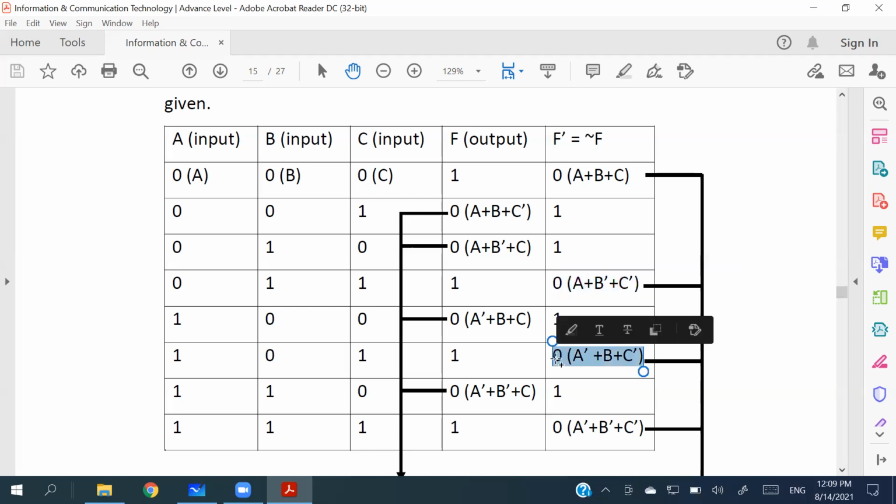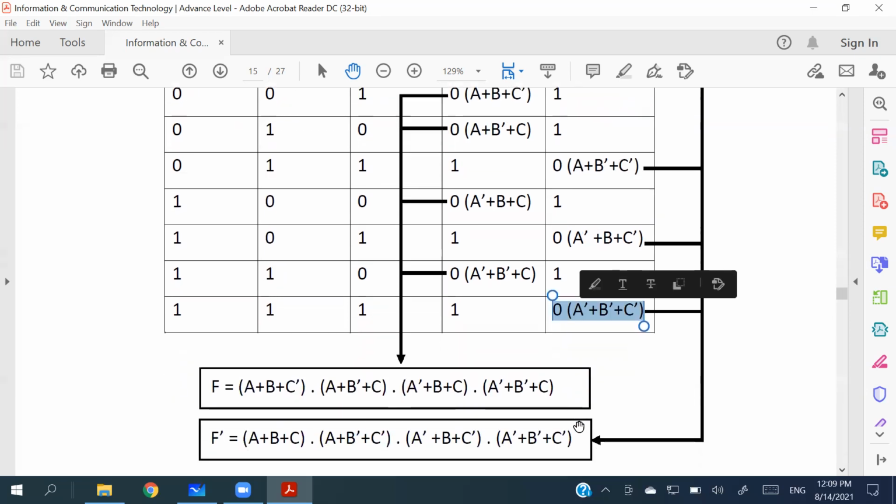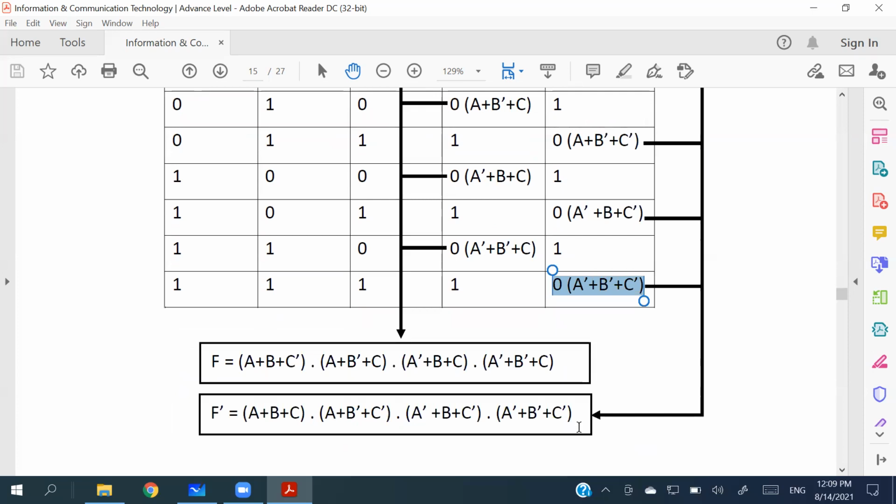And the next zero is this. The combination is 1, 0, 1. So that means A bar, B, C bar. So we write it like A bar plus B plus C bar. So the last zero is this, which has 1, 1, and a 1. So we write it like A bar plus B bar plus C bar. So that is how you are going to derive the POS for the F and for the F bar.